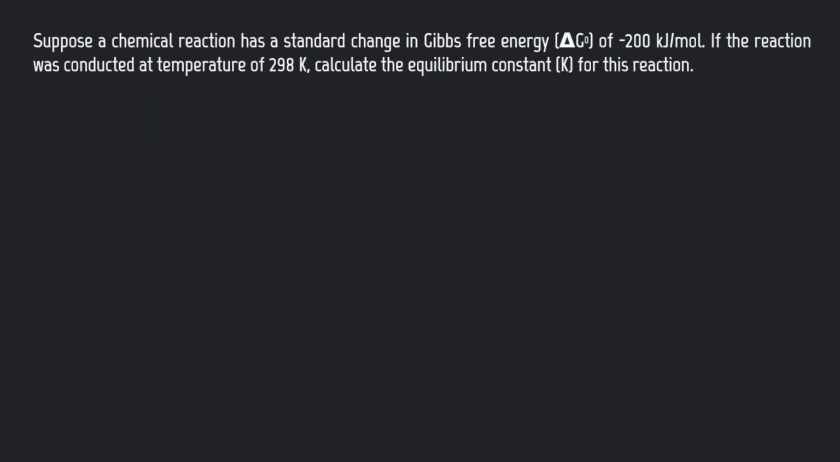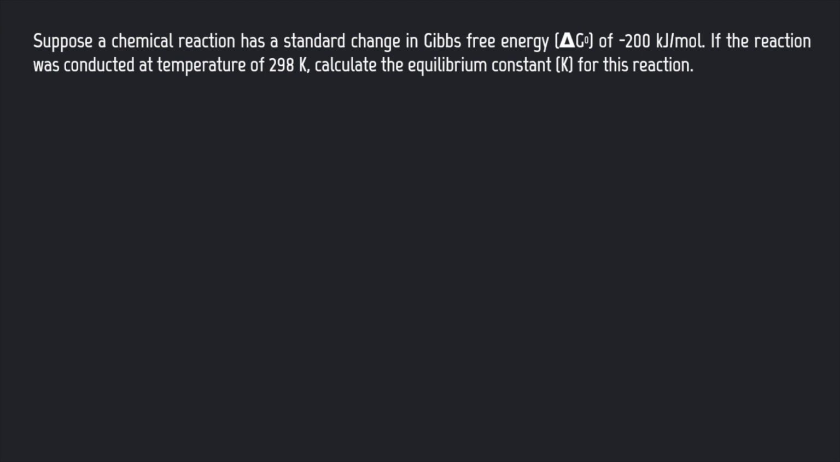We are now at the last question for this week's video. Suppose a chemical reaction has a standard change in Gibbs free energy, delta G, of -200 kJ per mole. If the reaction was conducted at temperature of 298 Kelvin, calculate the equilibrium constant K for this reaction.